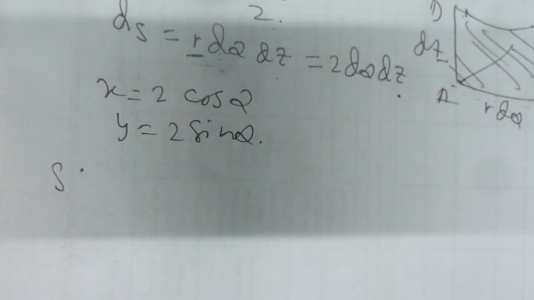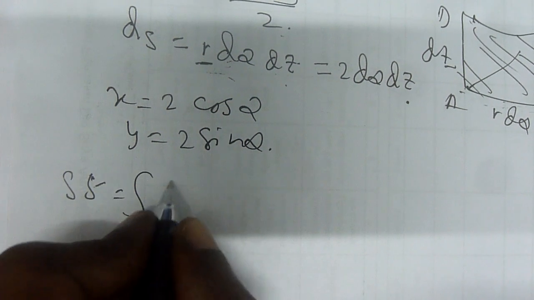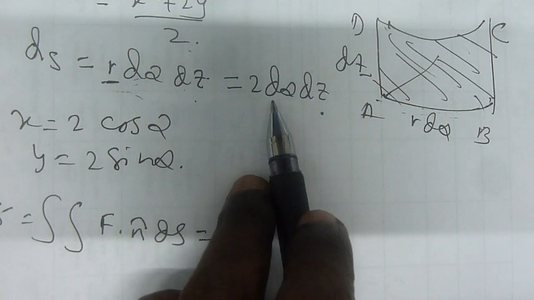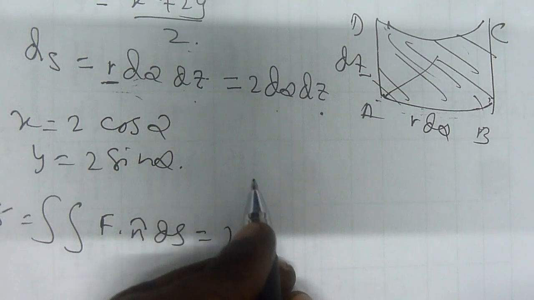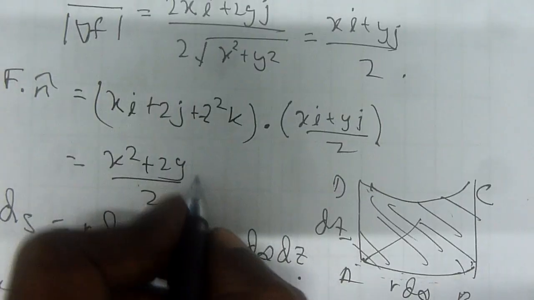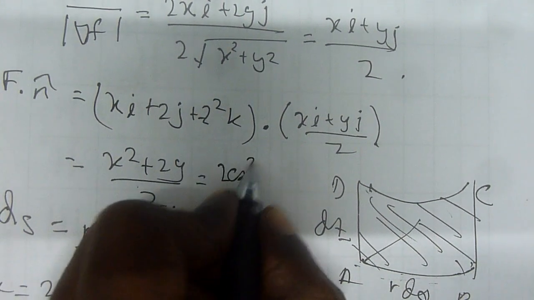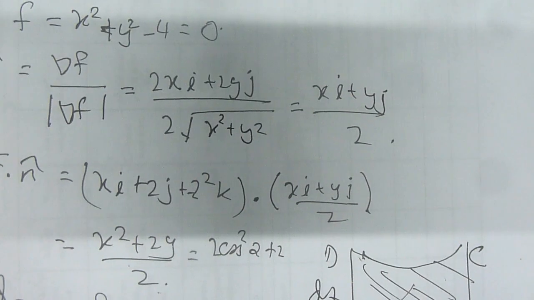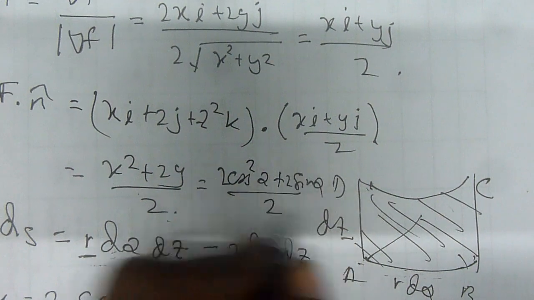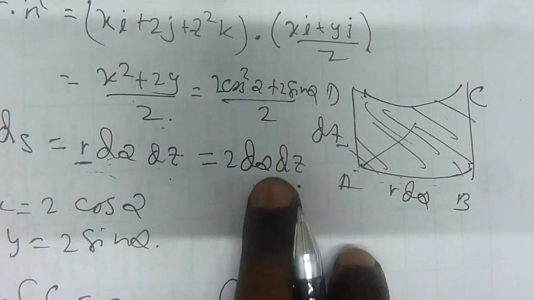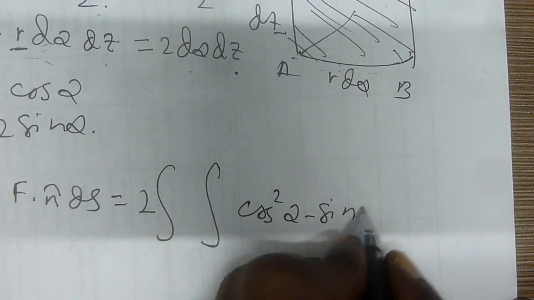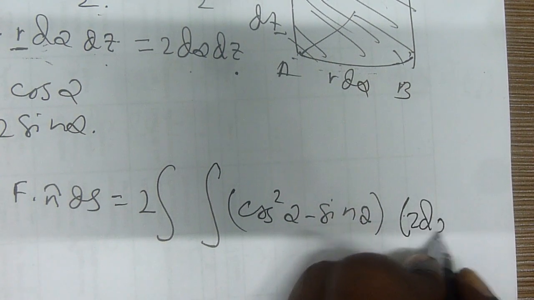Therefore, S5, can you see my work? S5 can be calculated as F dot n ds, whereby this one is combined with this, which I need to write as 2 cos 2 theta plus 2 sin theta divided by 2. Can you see it cancels off, you get a cos something only, right? Therefore it's easy here that I just say cos 2 theta minus sin theta, 2 d theta dz.